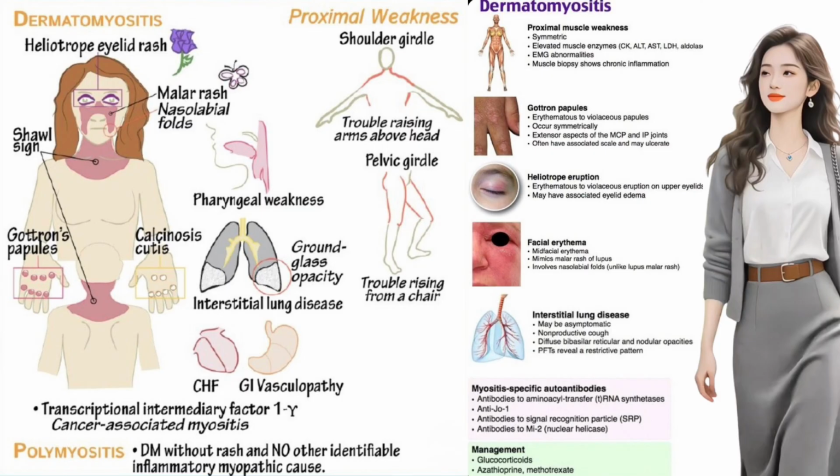Second, antibody testing. Order a myositis antibody panel: anti-Jo-1, anti-Mi-2, anti-MDA5, anti-TIF1 gamma, and others. These not only help confirm diagnosis, but also predict organ involvement and cancer risk.